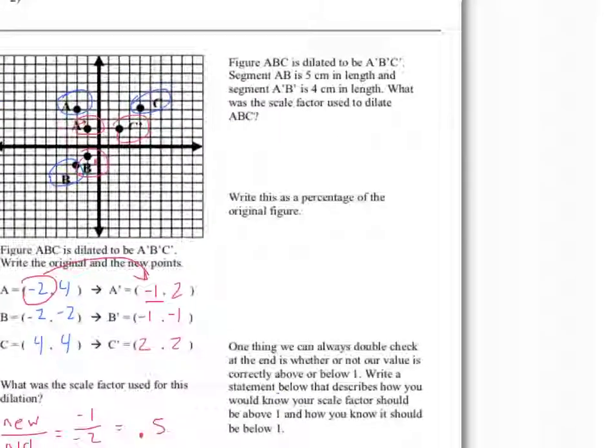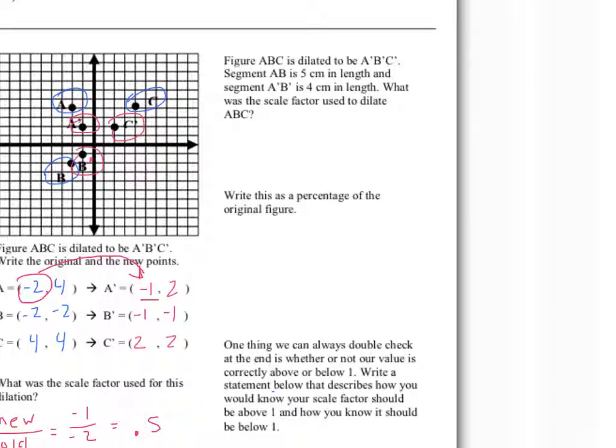Right, and the last type of problem where we might try to find the scale, they're going to give us the lengths of the sides, but we know the lengths of the sides follow the scale factor just like everything else. This tells us figure ABC, so that must be the original, is dilated to be A prime, B prime, C prime. So this is our new figure. It tells us that AB is 5 centimeters, so AB must be the old. And A prime, B prime must be the new.